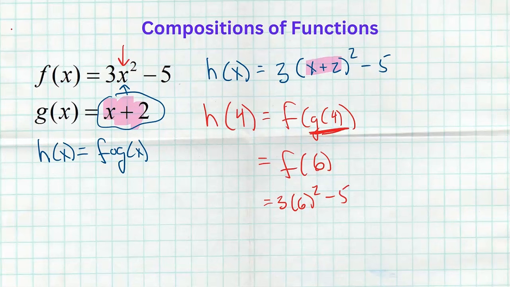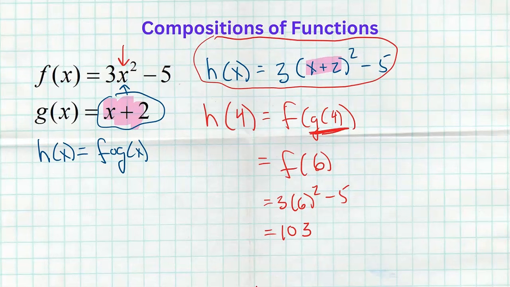Well, 6 squared is 36. You guys all know that. Times 3 is 108. Minus 5 is 103. Don't be afraid to use your calculator as well if you need to, but our final answer would be 103. Now, I could get that exact same answer if I were to plug 4 into my new function that I created by actually taking g and plugging it into f. So either way, you could do it step by step, or you could build your new function first, f composed of g, and then plug it in, or you could plug it into g first, get an output, take that output, plug it into f, and you'll get your value as well. So hopefully compositions of functions are not too bad.